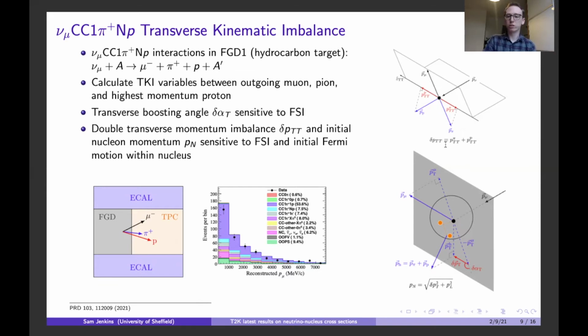Relevant to this analysis are also 2 of the single transverse variables, the first of which is the transverse boosting angle, delta alpha t. With no final state interactions, we would expect this to be flat across the full range between 0 and 180. But we find that FSI creates a peak close to 180, and therefore this gives us sensitivity to those effects. We also look at the initial nucleon momentum, which is reconstructed under certain assumptions, and then by looking at the distributions of that, we see how much those assumptions are correct and look at the FSI and initial Fermi motion that could have caused differences.